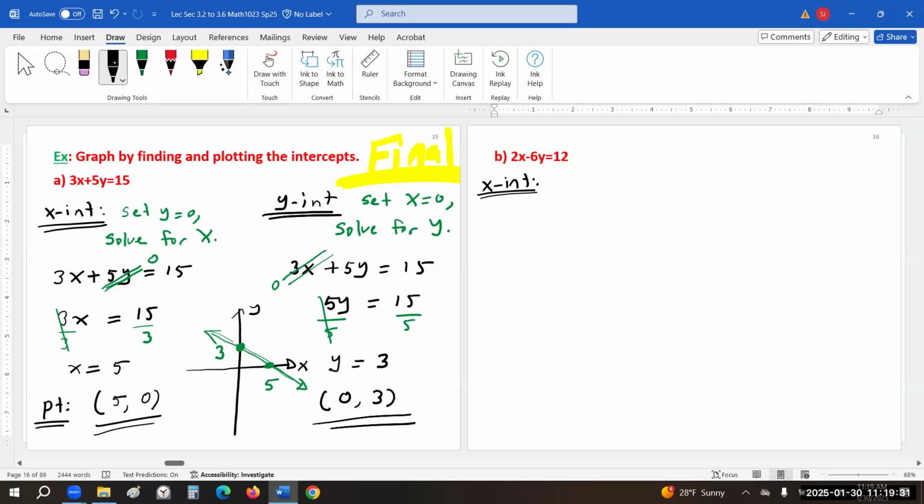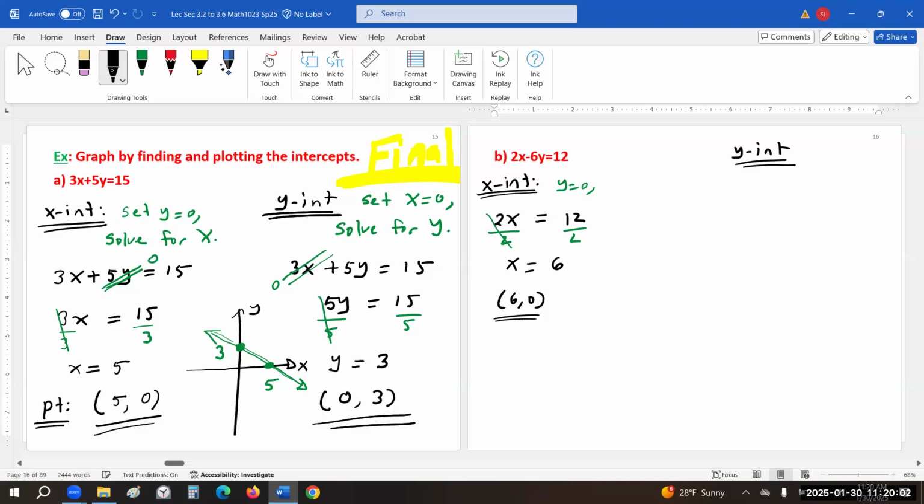Go ahead. Help me with x-intercept. So y is 0, 2x equals 4, perfect. Divide by 2, x is 2. Point 2, 0. Perfect.